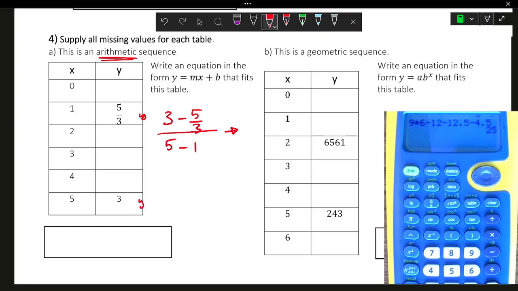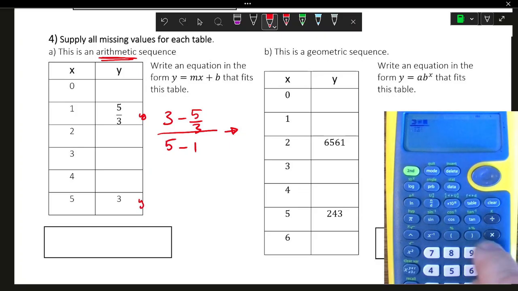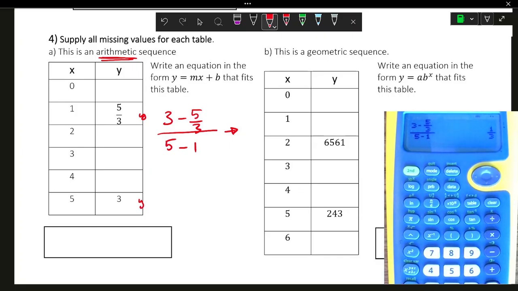I love a calculator, right? So I'm going to grab a fraction. I'm just going to take 3 minus 5/3. Beautiful, that's my numerator. And in the denominator I'm going to take 5 minus 1, that's 4, I know, I'm just typing it anyways. So when I do that, I get that my growth is 1/3. All right, I'm adding 1/3.